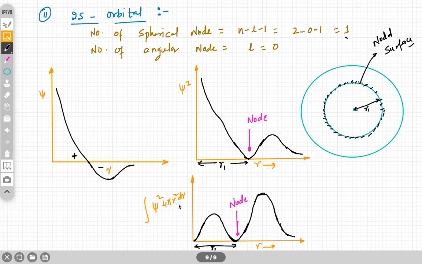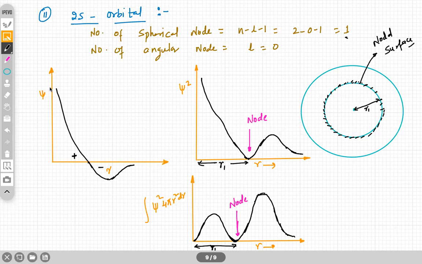Which graph? This one and this one. It represents the intensity of electron at any point, right? It represents the probability of electron at any point around the nucleus. This is intensity, this represents probability. So here the intensity is 0, means probability is 0. Mathematically also it is correct. Psi square is 0, this term is 0. These two I have explained.